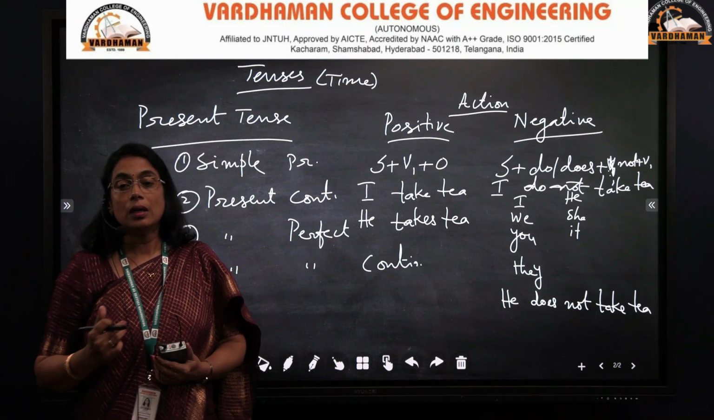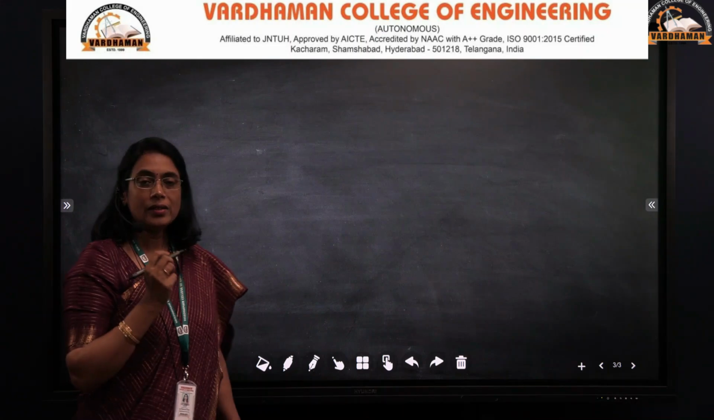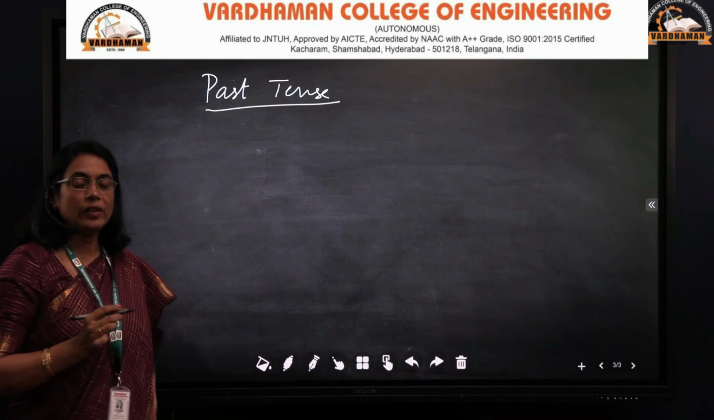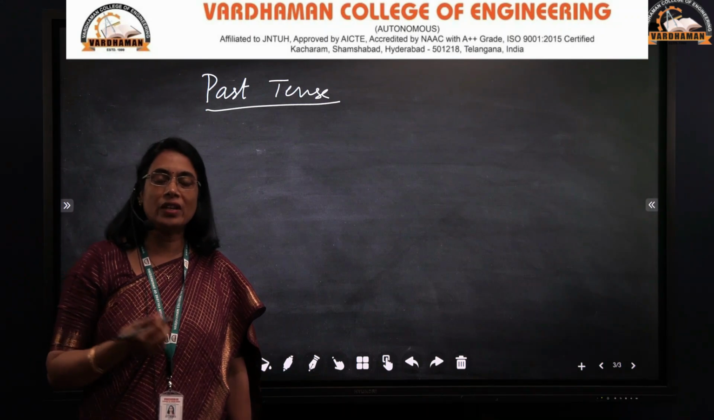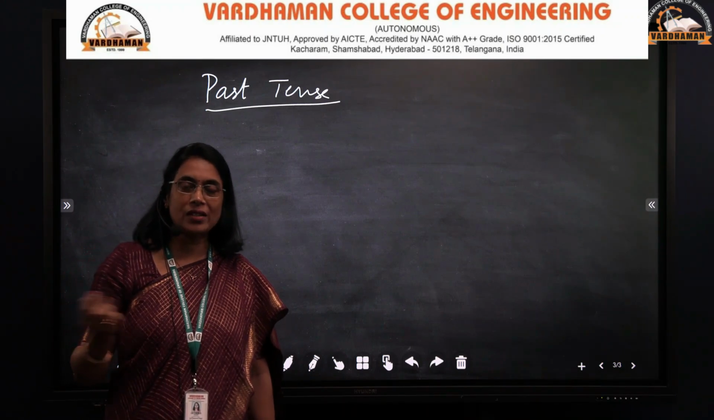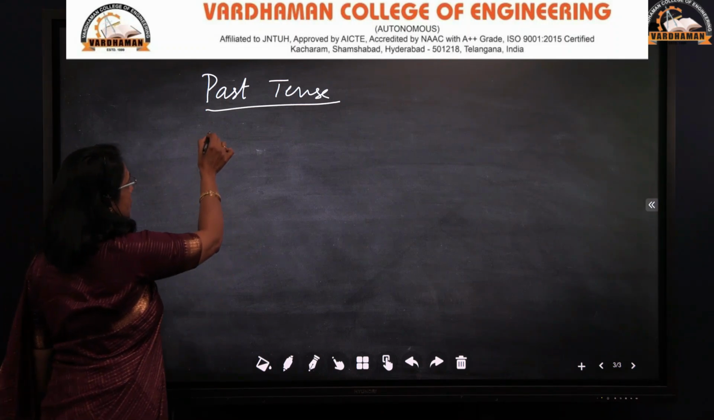And we have non-action verbs also. Let's discuss past tense now. When we use past tense, generally we use it for finished action, completely finished action with time indication. That is the difference between present perfect and simple past. So here also the structure goes like this.